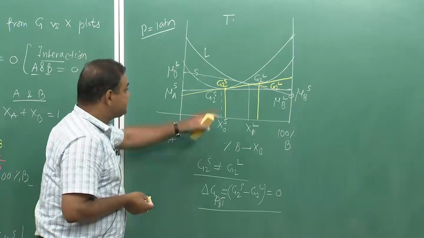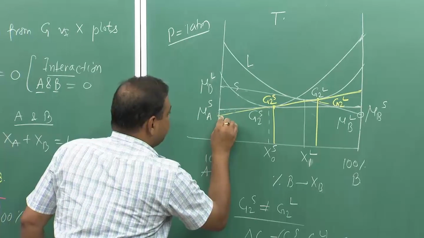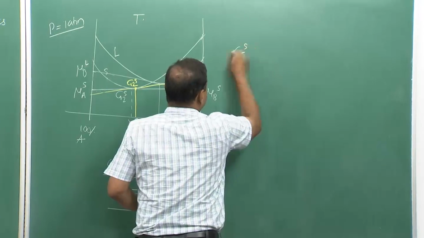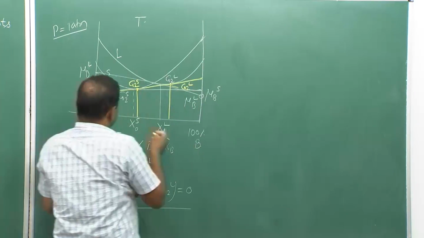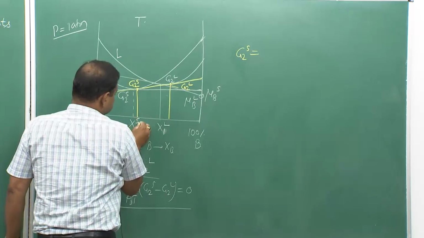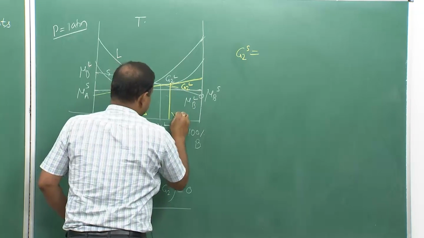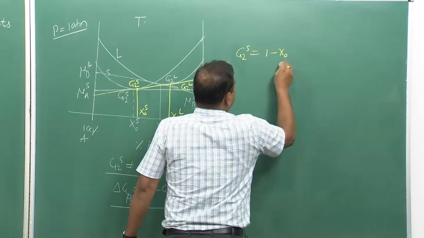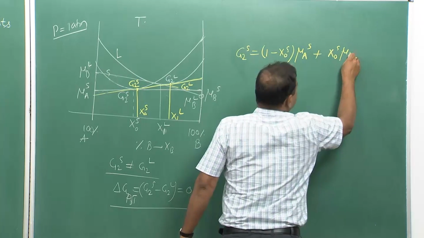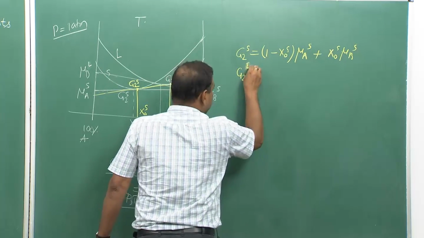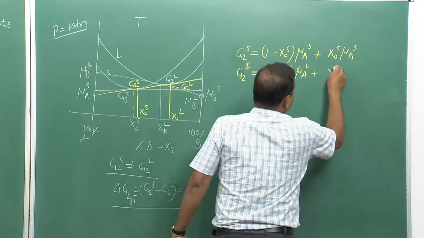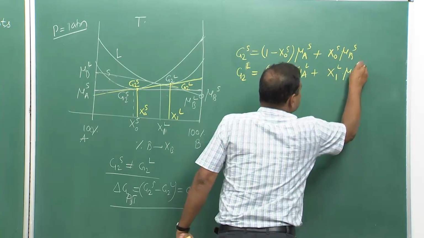And interestingly, the equation for this line, if it is solid, I can write as G2 solid. Let me do it in yellow because I am giving a yellow line for the common tangent. G2 solid would be, let us say this composition is X0S and this is X1L, so 1 minus X0S mu A solid plus X0S mu B solid, and this is G2S. G2L equals 1 minus X1 liquid mu A liquid plus X1 liquid mu B liquid.